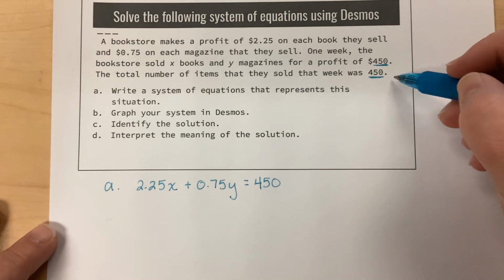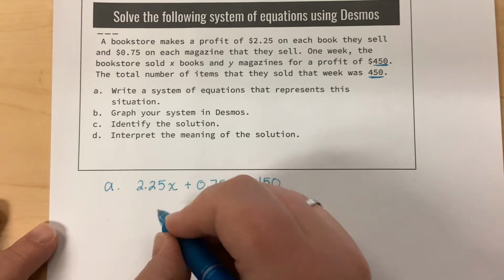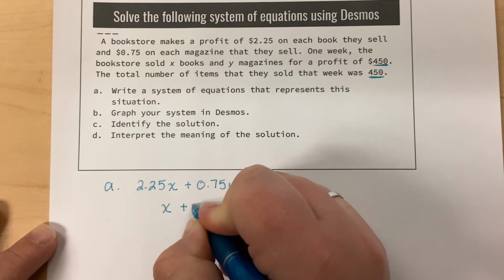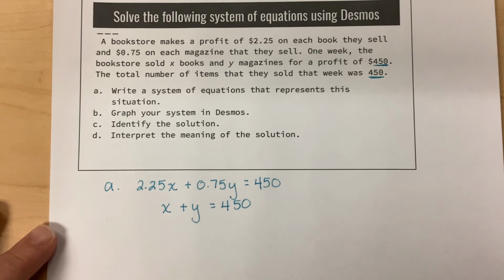The second one has everything to do with the number of items that they sold. Well, there's only two types of items. You have books and you have magazines. So when you add those two things together, so X plus Y, you get the 450. All right, so the next thing it wants us to do is to graph our system in Desmos, and then we're going to identify the solution.